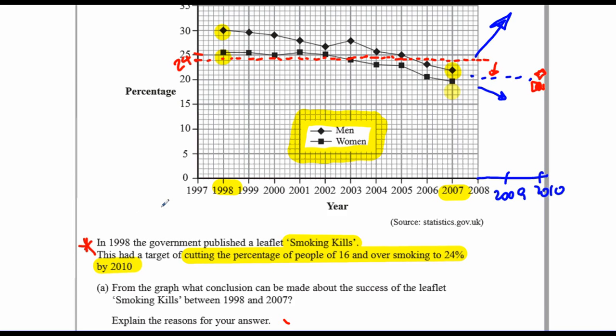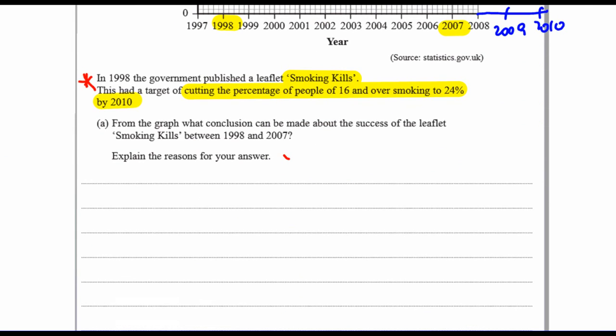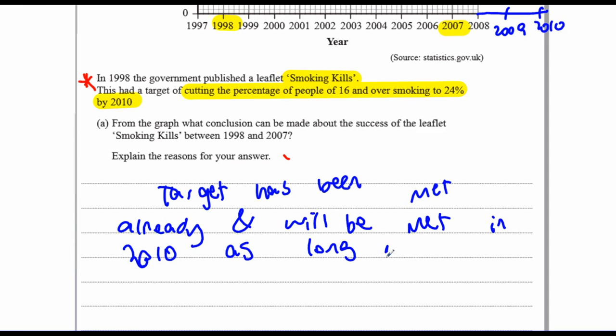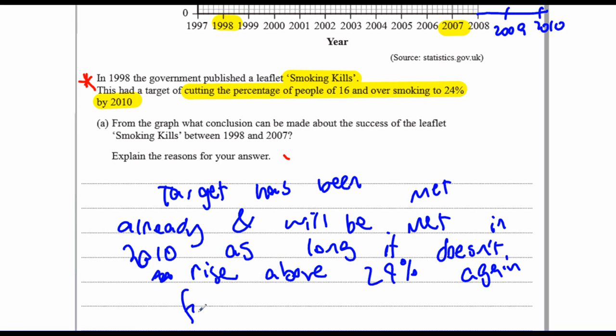Okay, so we're going to explain that, and we're also going to explain that as long as it doesn't rise up, that's going to be fine. So, target has been met already, and will be met in 2010 as long as it doesn't rise above 24% again for men or women. Okay, and that will get you the 2 marks for that question.